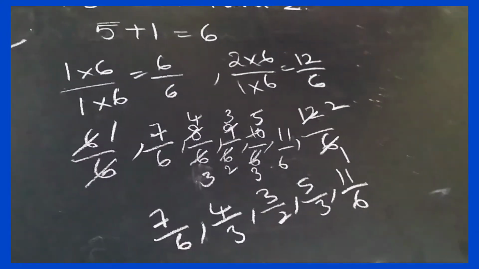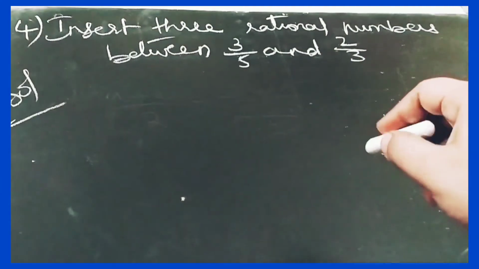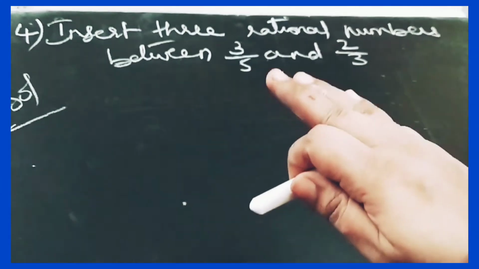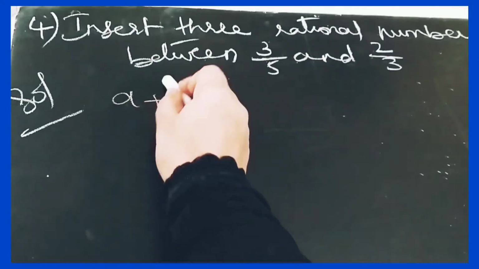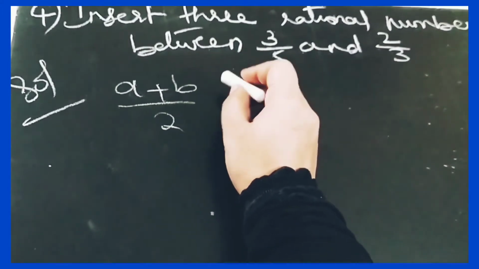Okay. Fourth sum is: insert three rational numbers between 3 by 5 and 2 by 3. Again you have to find three rational numbers between 3 by 5 and 2 by 3. Okay, first we'll do it with the mean method. We'll find any two values with this mean method, then we'll do with another method.